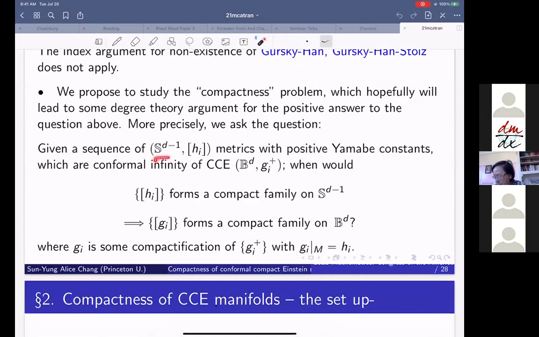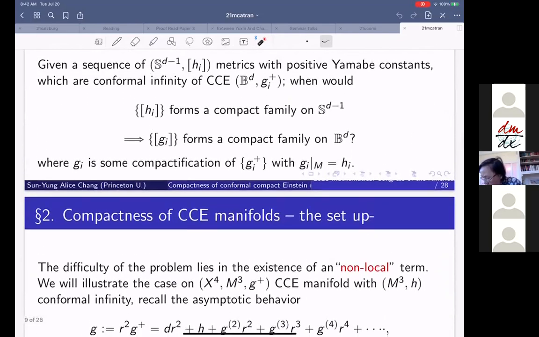More precisely, the question we propose to study is the following. Given a sequence of metrics on the sphere, the d minus one dimensional sphere, suppose the boundary metrics form a compact set on the sphere. When can we fill it in with a CCE manifold so that the conformal compactification of this Poincaré metric, which we denote by g_i, forms a compact family on the ball? That's the compactness problem. When does compactness on the boundary imply compactness on the interior?